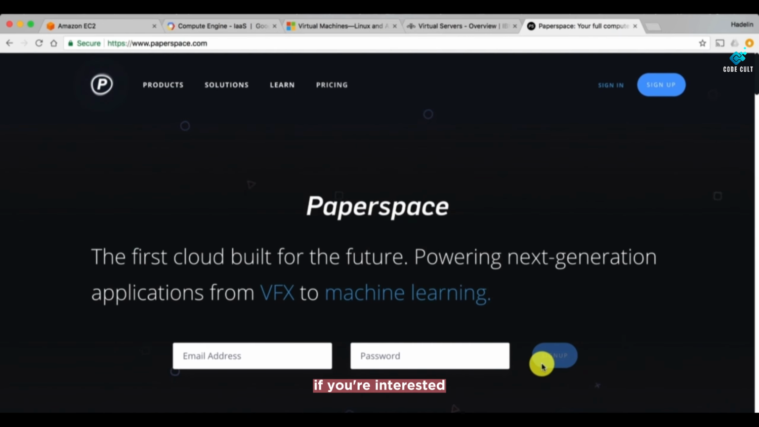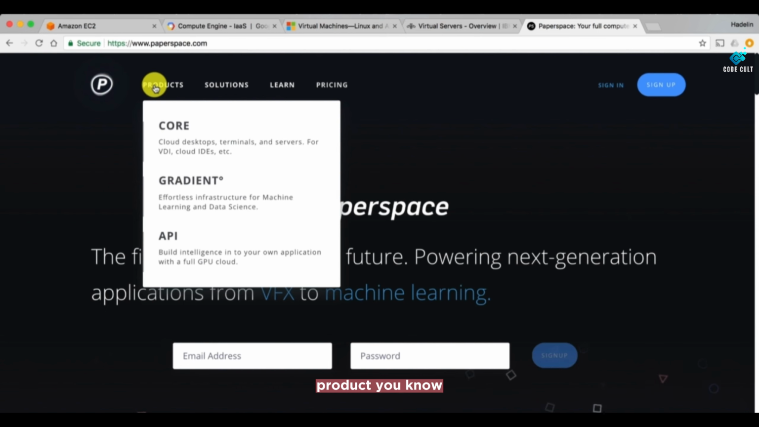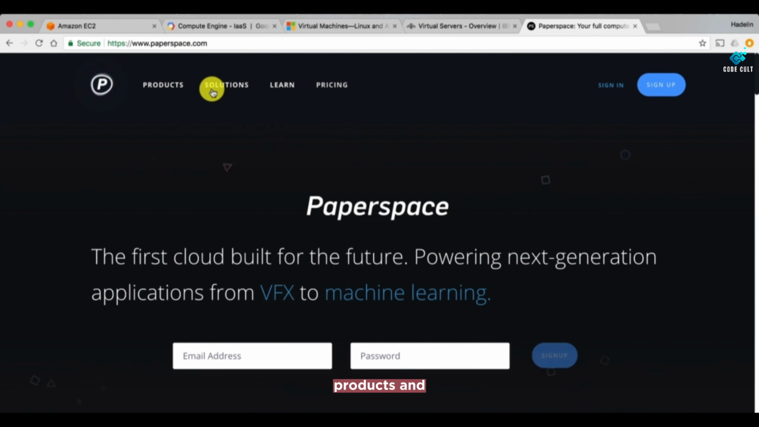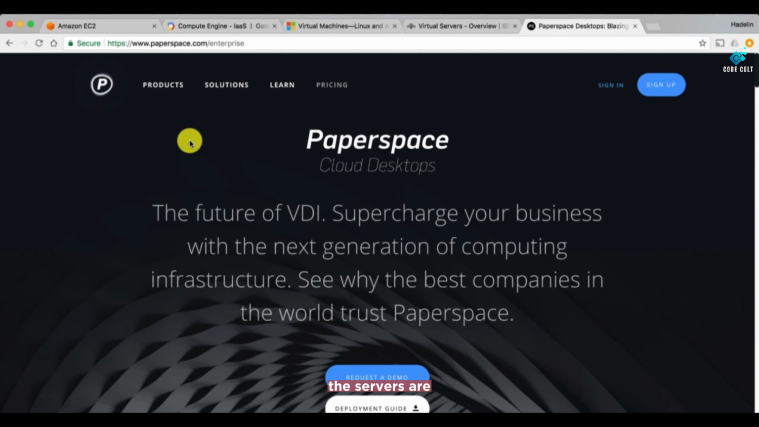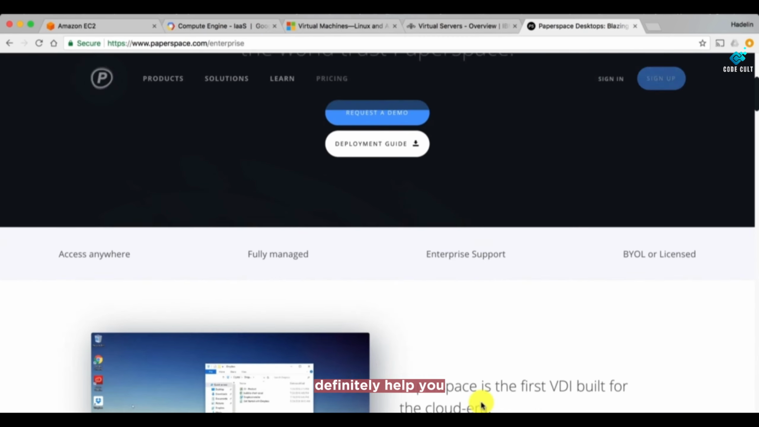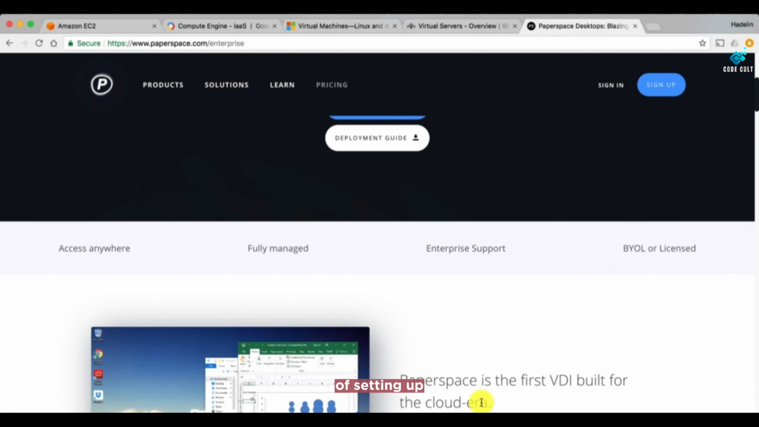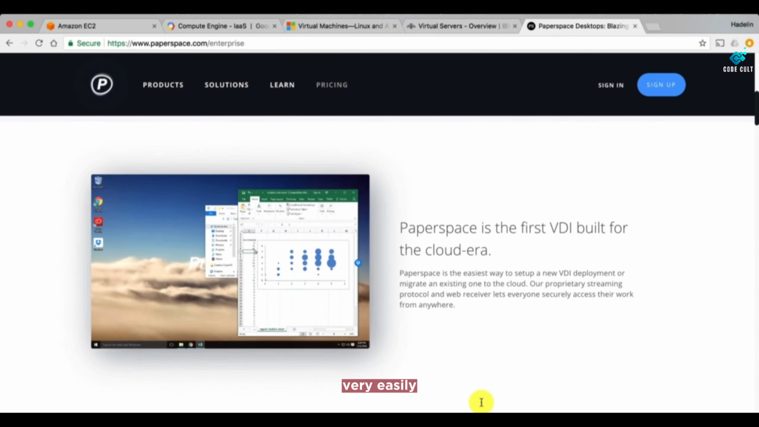All right, and so if you're interested in checking it out, again, you need to go to Products. It's always the same. You have to go to Products and not Solutions. So Products, and then you need to go to Core, because that's where the servers are. Then you can not only request a demo, you can also get the guide, which is a great guide and which will definitely help you in the process of setting up Paperspace very easily.